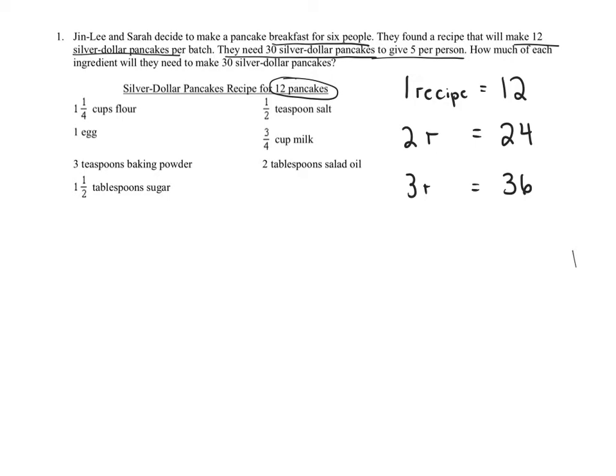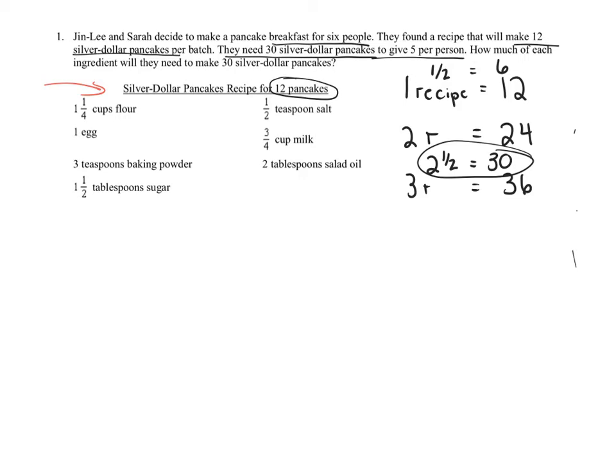If you think about it, half of this recipe is going to give me 6 pancakes. So if you think about 2 and a half, 2 gives me 24, the half gives me 6. That gives me exactly 30 pancakes. So they are going to make this recipe 2.5 times, and we need to find the ingredients.